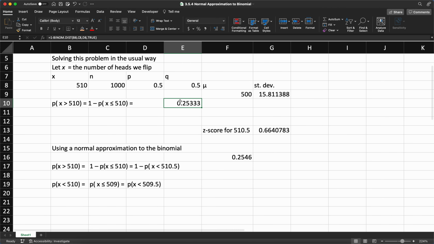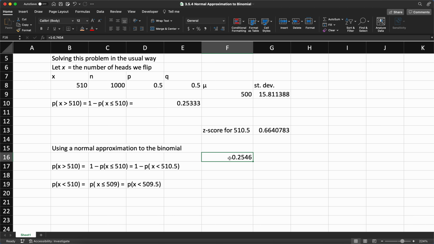Notice when we did it the usual way, we got 0.253, and this approximation gave me 0.2546. So this continuity shift would allow us to use a normal distribution to approximate a binomial random variable, which in this case is pretty close. These two are pretty close to one another. So I wouldn't be mad about that. It's saying a 25.46% chance of getting more than 510 heads instead of a 25.33% chance. But those are still really close.